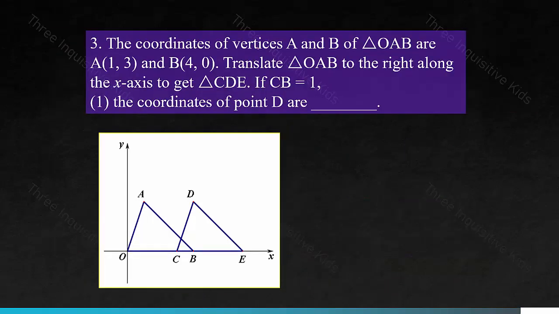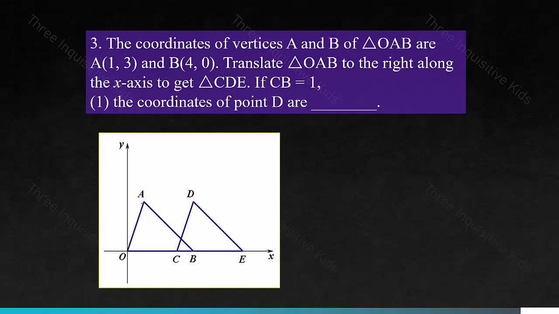The coordinates of vertices A and B of triangle OAB are A (1, 3) and B (4, 0). Translate triangle OAB to the right along the x-axis to get triangle CDE. If CB equals 1, the coordinates of point D are blank, because you don't have any tick marks on the x and y axes. So how can you solve this problem using what we already know?